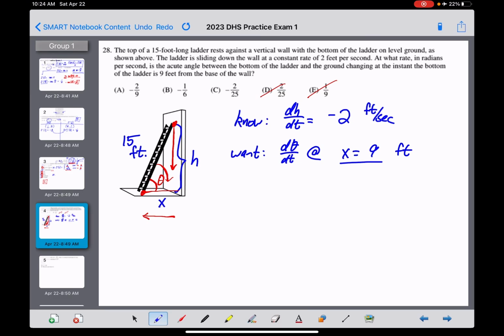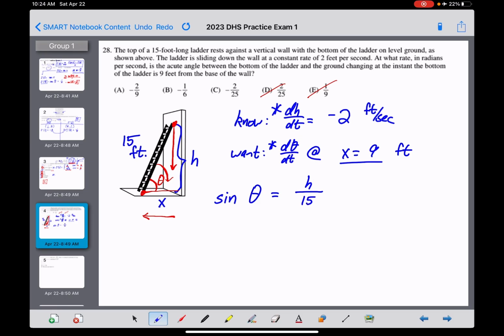What we need first, everybody, is an equation that relates h with theta. And the way we're going to do that, what always relates a side length with an angle in a right triangle, is trig. This looks to me, guys, looking at theta, like this is going to be a sine problem. The sine of theta, opposite leg over hypotenuse, is going to be h over 15.